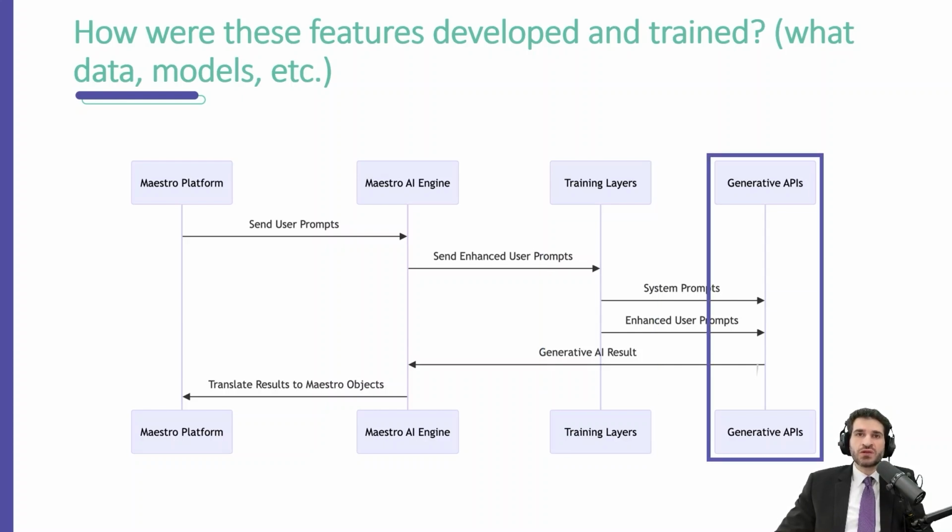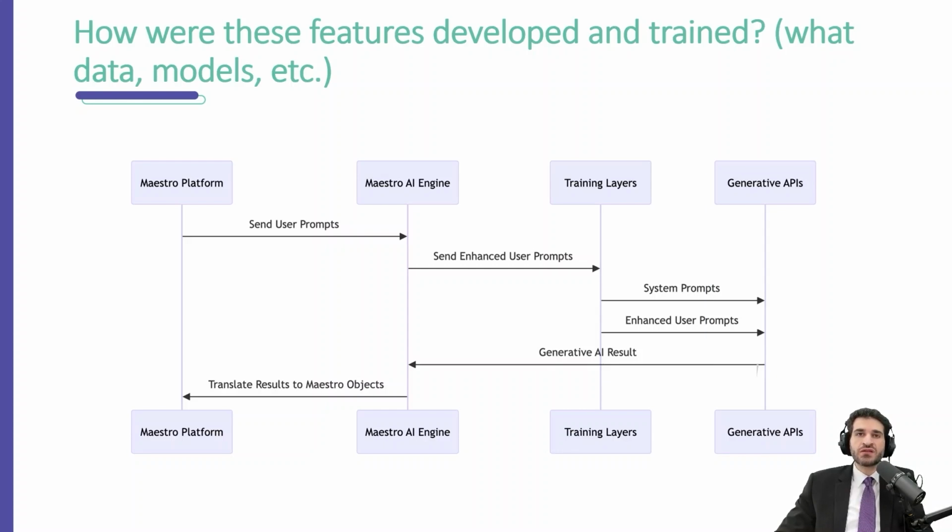Then all of that will be sent to the generative APIs, which can be on-prem or can be commercial APIs. Then the result will be returned in some intermediate language, which can be understood between the generative AI and Maestro Blocks. Then it will go to the Maestro AI engine again. It will do the translation and push it to the Maestro platform as final objects ready to be used by the citizen developer and the end users.